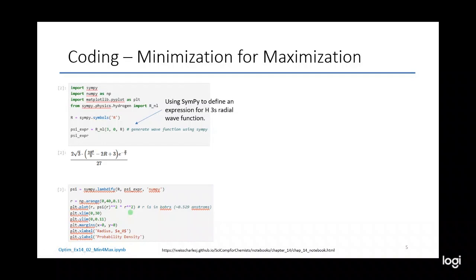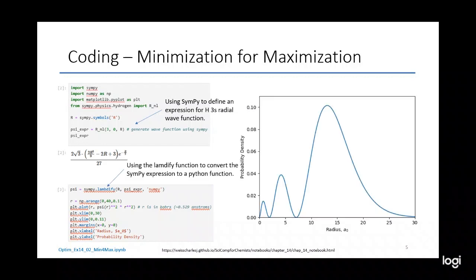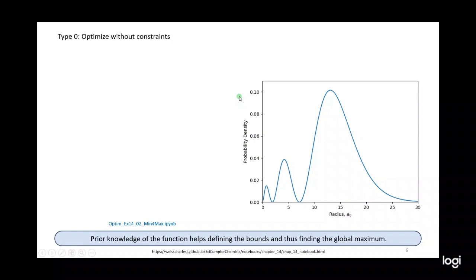And we now plot this function, psi squared times r squared, over this radius r, ranging from 0 to 40 with an increment of 0.1. The resulting graph is shown on the right. Now that we have visualized the objective function psi squared times r squared, we can clearly see its shape. It has 3 peaks, 2 smaller ones and 1 dominant peak.